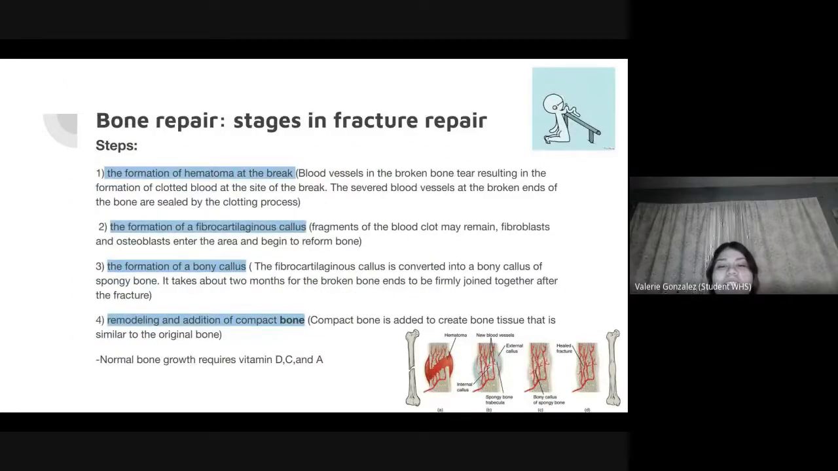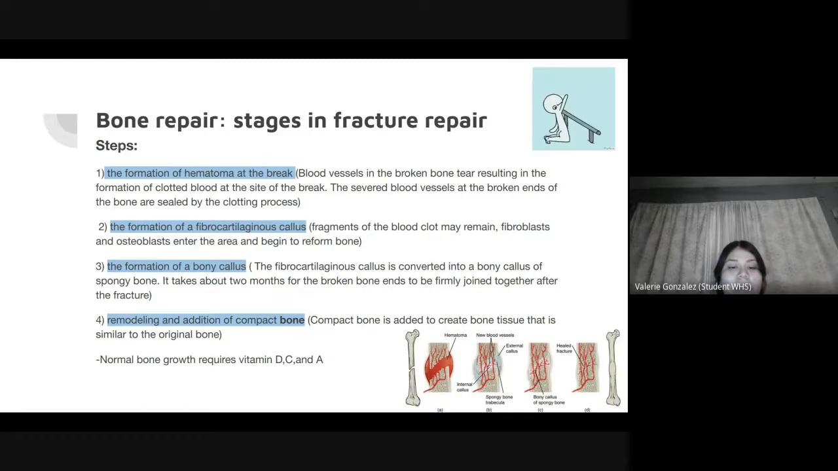Bone repair, stages in fracture repair. 1. The formation of a hematoma at the break. Blood vessels in the broken bone tear, resulting in the formation of clotted blood at the site of the break. The severed blood vessels at the broken ends of the bone are sealed by the clotting process. 2. The formation of a fibrocartilaginous callus. Fragments of the blood clot remain. Fibroblasts and osteoblasts enter the area and begin to form bone.